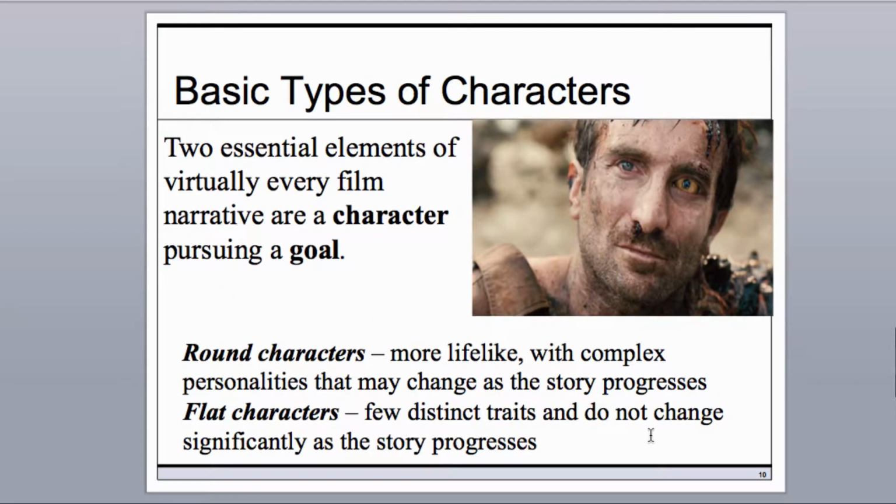So the best types of characters then to understand this, usually we just give you the 2 basic ones. Round characters in the film, they're very lifelike. You can associate them with real life. They have complex personalities, and that personality may change as the story progresses. That's a round character. Flat characters have distinct traits. They do not change significantly as the story progresses. So as you watch a film, you can refer to one person as a round character or a flat character.